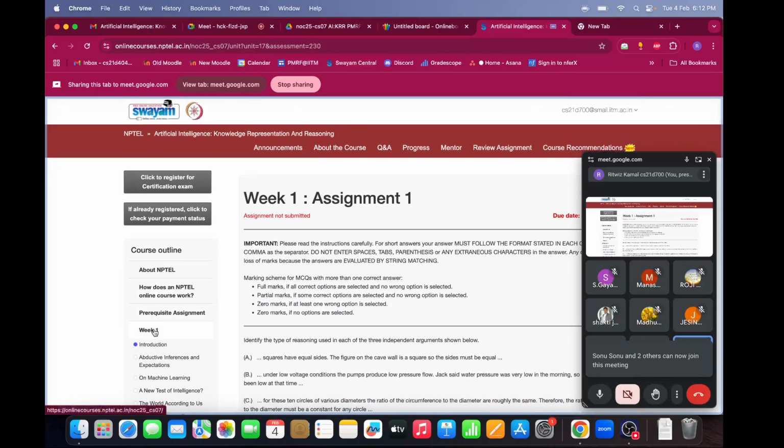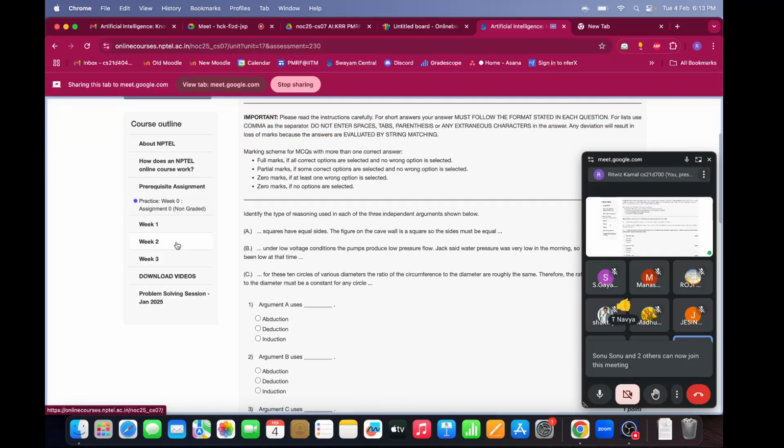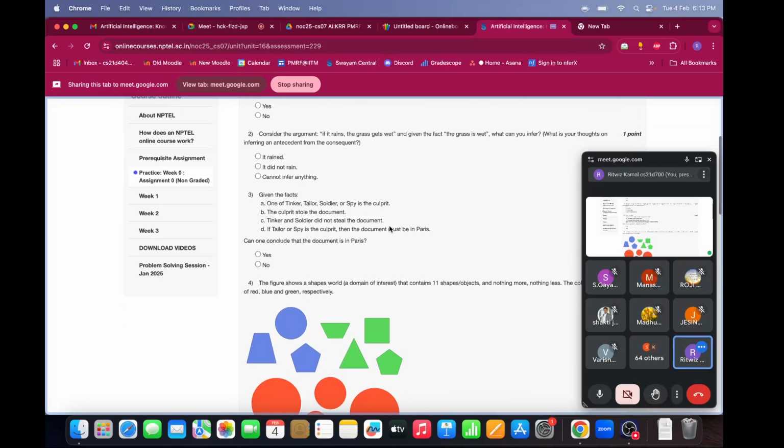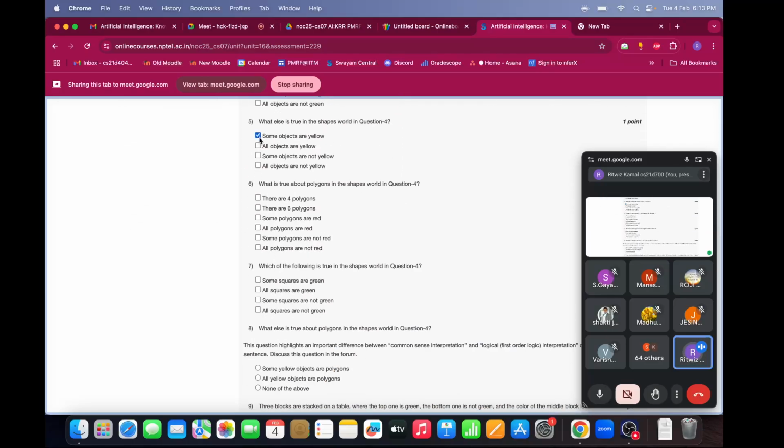You can even practice this prerequisite assignment, right? So here let's say I select this first option. If I change my mind and I want to select the second option, the first will get deselected automatically, right? So only one of these can be correct. But if you have these check boxes, multiple of these you can select for your answer. Okay, so that's how you can identify.